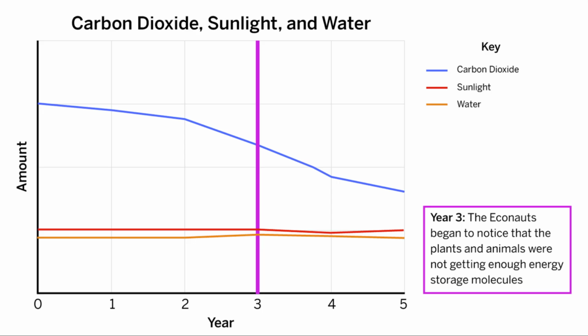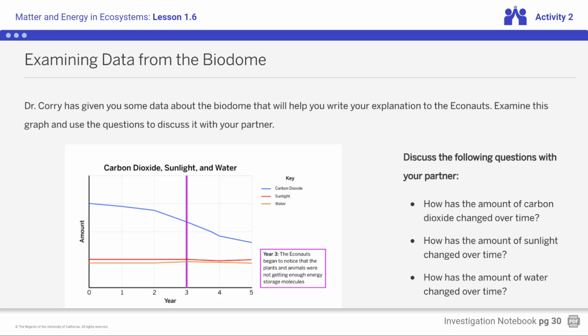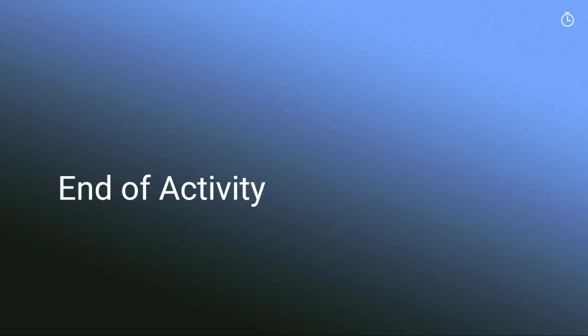The y-axis amounts do not have numbers or units because these resources are measured in different ways. What you really need to see is whether these resources changed over time, and exact numbers are not necessary for that. You'll discuss the evidence in pairs using the discussion questions to determine what the graph shows and whether it will help you answer the Chapter 1 question. Students discuss the graph with a partner. End of activity.